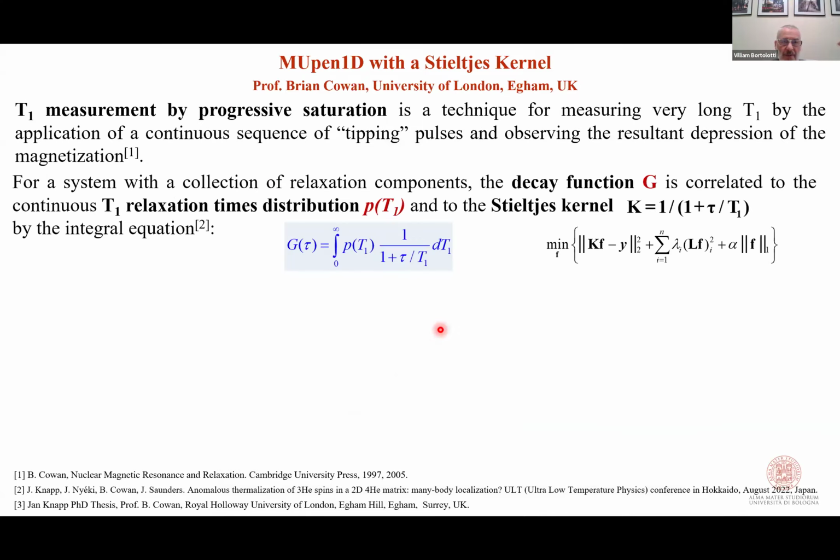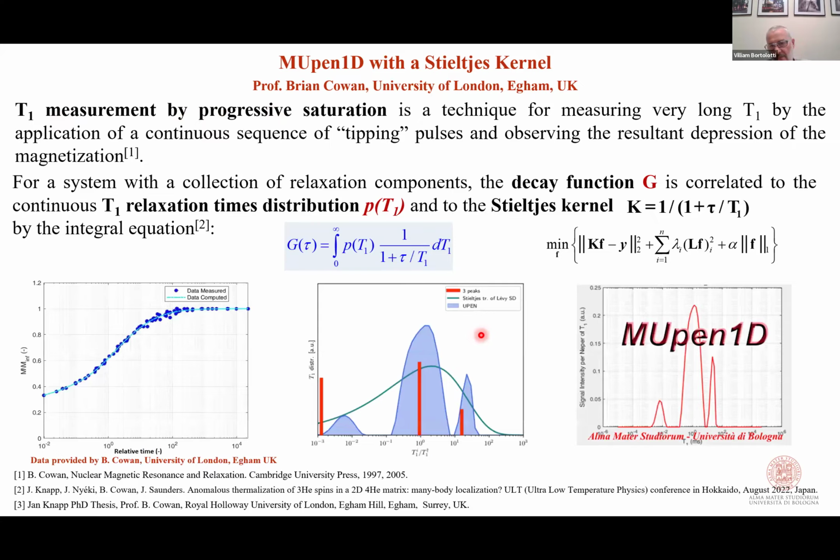Also, we performed, in cooperation with Brian Cohen, famous for the book by Cohen, an application using a different kernel for T1 measurement by the progressive saturation approach, which is not so complicated to obtain. It's possible to demonstrate this approach. For T1, the kernel has this shape, and we modified the MUPEN 1D to fit this data to obtain this result.